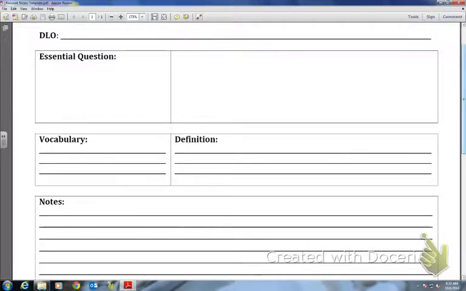Oops, I probably shouldn't write in red. Let's write in black. Or blue, how about that?